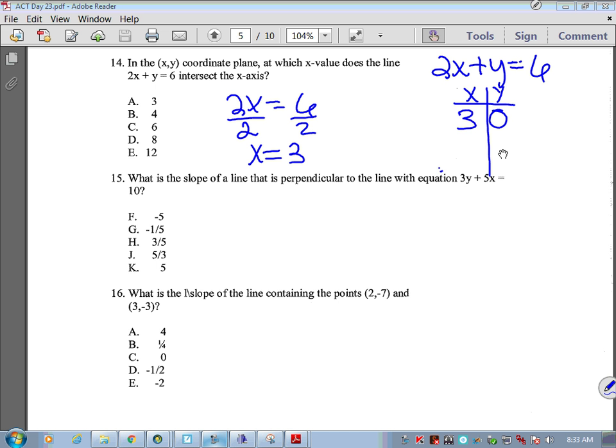Okay? So at which x value does the line intersect the x-axis? It should be 3. Does that help you out? Okay.